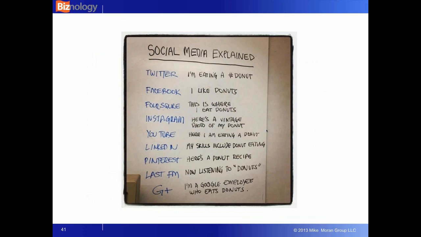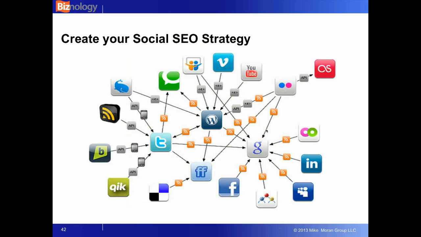Twitter and Facebook and Foursquare and Instagram and YouTube and LinkedIn and Pinterest and Google Plus and so on and so forth, right? There are lots and lots and lots. But the key is to develop a strategy that focuses on what works for your business. Now, how can you do that most effectively?